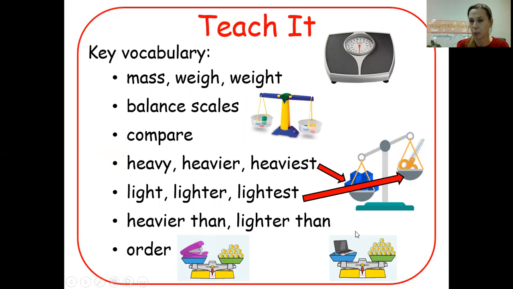But what about if we had more and we put them in order? So here we've got a lunchbox and the lunchbox weighs 14. So the lunchbox is lighter than the laptop, but it is heavier than the stapler. So that's the order that they would go in from the lightest to the heaviest.